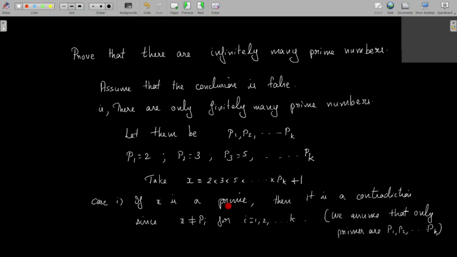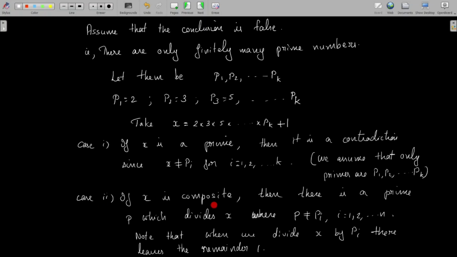Case 1: if x is a prime, then it is a contradiction because x is not equal to pi for any of the primes p1, p2, etc., pk, and we assumed that the only primes are p1, p2, etc., pk. And x is a prime which is not in the list, so it is a contradiction.